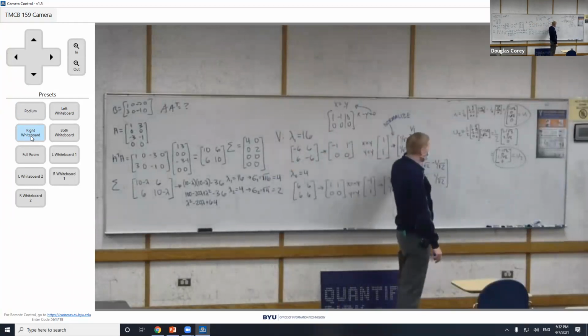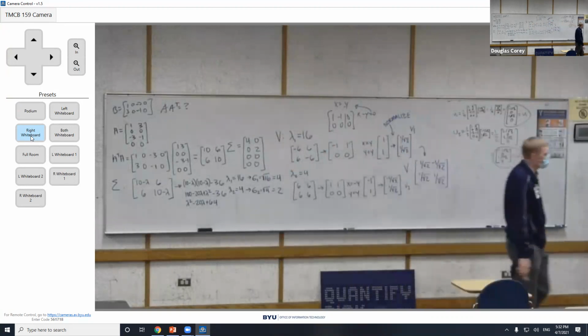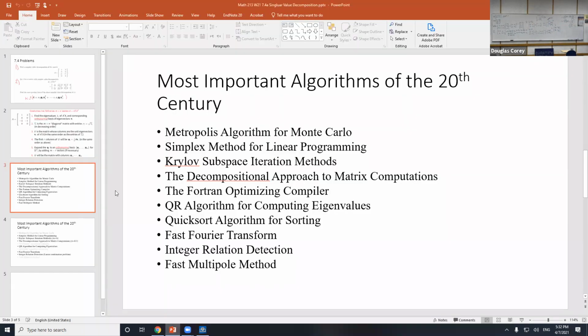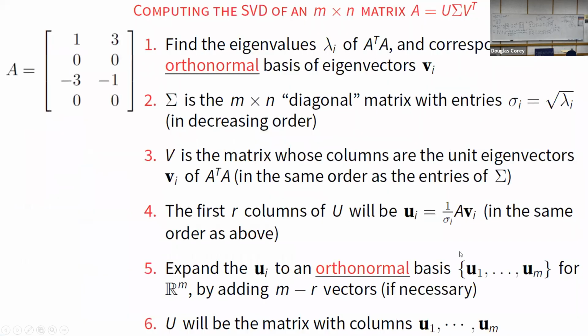How do we find U? Well, this is number 4. Sam, can you pull up the slide with the directions? Thanks. So number 4, the first R columns of U we can find by doing this thing. What is R? R is the rank of the original matrix. So we can only do this for every non-zero singular value. We'll fill it out another way, but R is the rank.